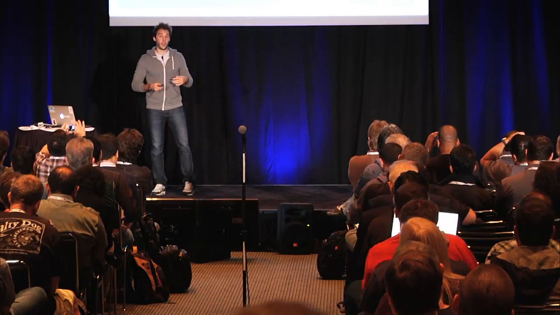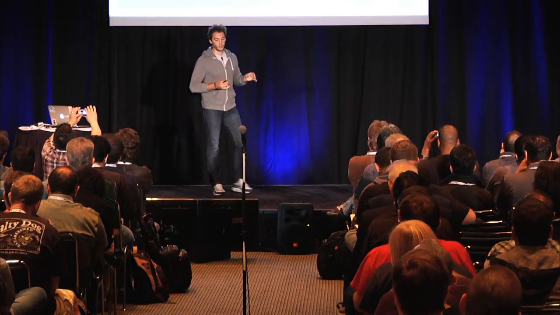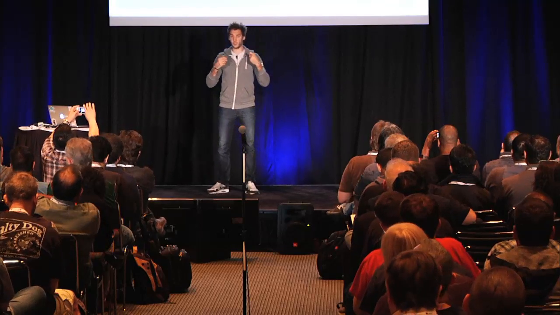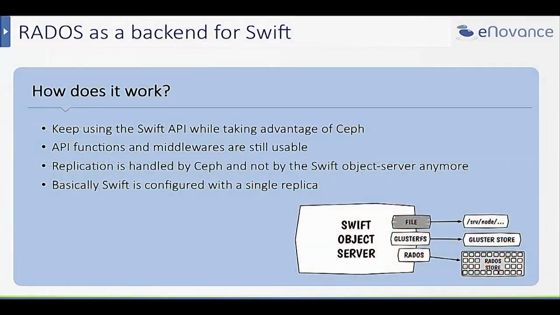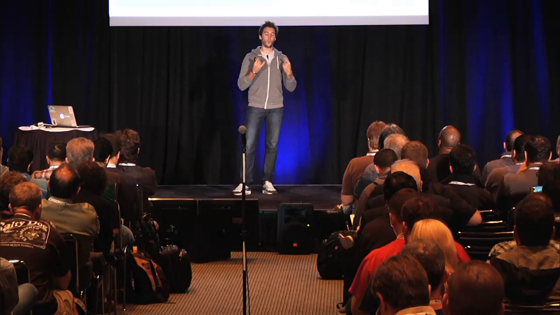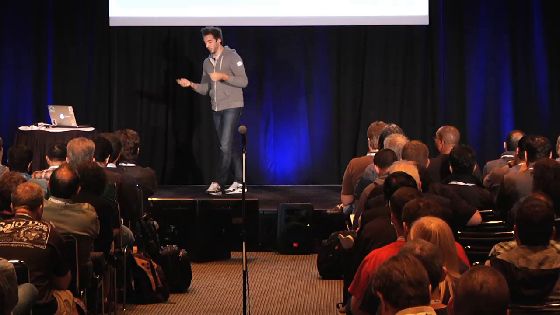But then how does it work? It's fairly simple. We haven't made any modification at the Swift proxy level; everything is operating at the Swift object server level. So basically, it's just a multi-engine that is plugged into the Swift object server. So you can still take advantage of every Swift functionality, such as middlewares and API support. If your application is already Swift compliant, then you won't notice anything. The main difference here is that the way the object is stored has changed, obviously. So you have to configure Swift with a single replica because you will let Ceph handle the replication in the background.